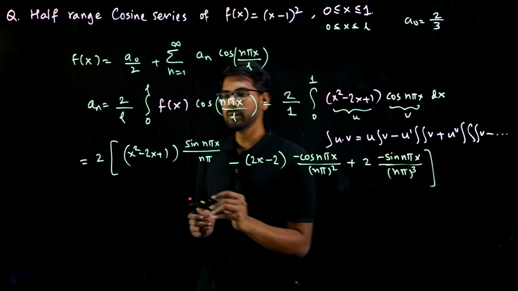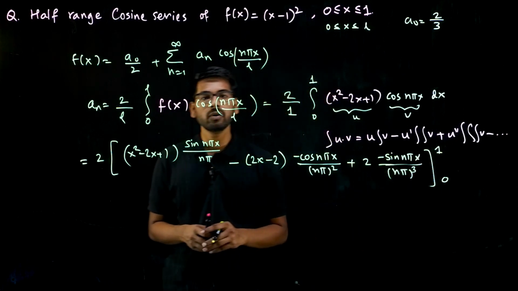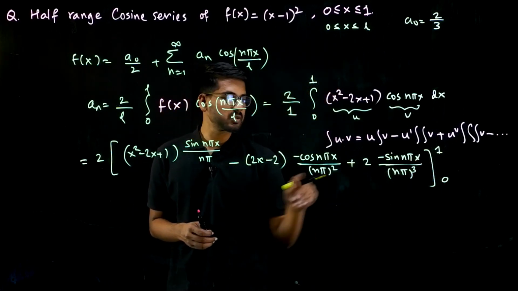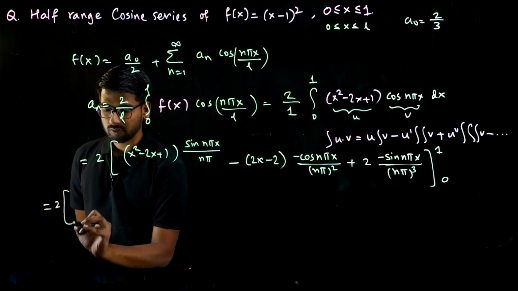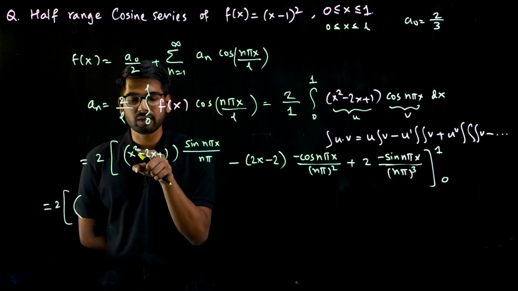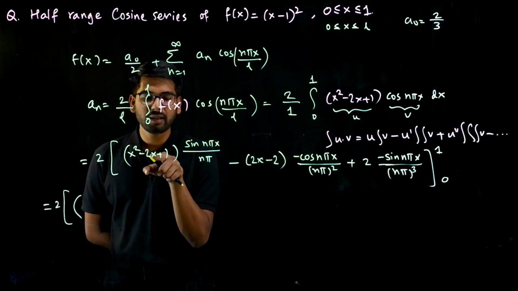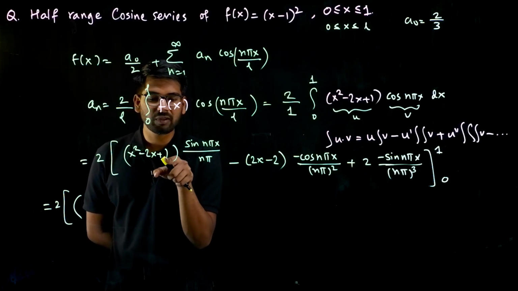So this is from where to where? 0 to 1. Okay, so this is how you do integration. Now let's substitute the upper limit and lower limit here. What will we get? So I'll write 2, 1 for the upper limit. If you substitute 1 here, 1 square is 1, minus 2 into 1 is 2, 1 minus 2 is minus 1, plus 1 is 0.